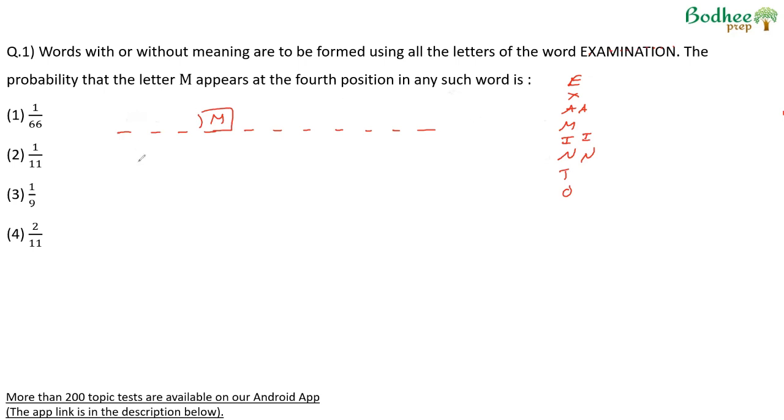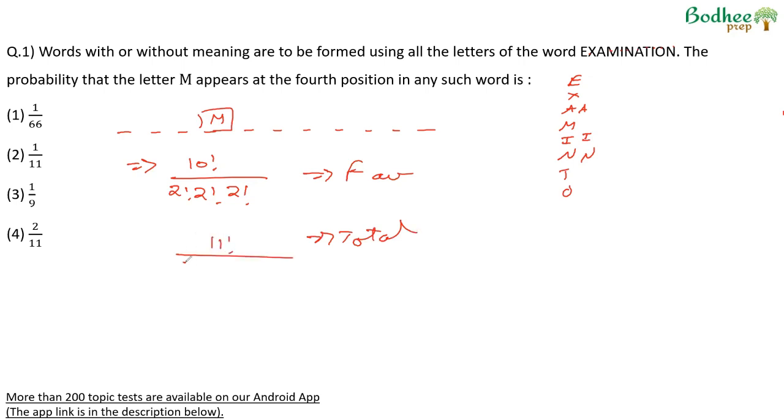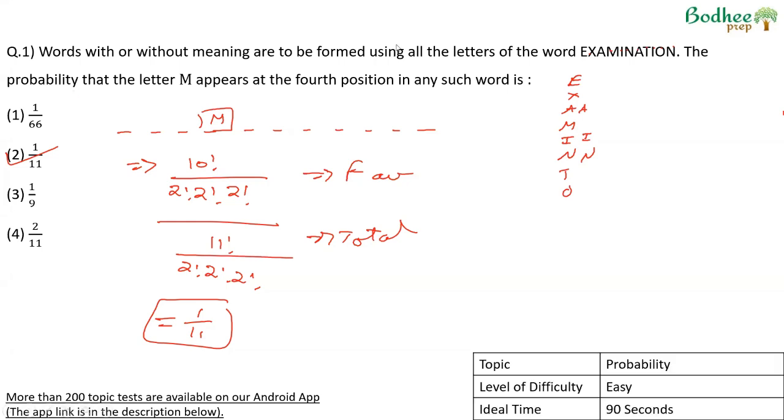Now there are 10 alphabets that are to be arranged. This can be done in 10 factorial upon, because A repeats, divide by 2 factorial, I repeats, divide by 2 factorial, N repeats, divide by 2 factorial. These are the favorable cases. Total arrangements would be, 11 alphabets are there, 11 factorial upon 2 factorial, 2 factorial, 2 factorial. And therefore, the probability will simply be the division of these. 2 factorial terms cancel out. 10 factorial upon 11 factorial gives me 1 by 11, and that becomes my answer. Favorable number of cases upon total number of cases, option 2 becomes my answer. Again, this question I would say is probably easy to moderate, maybe a minute and a half to solve.